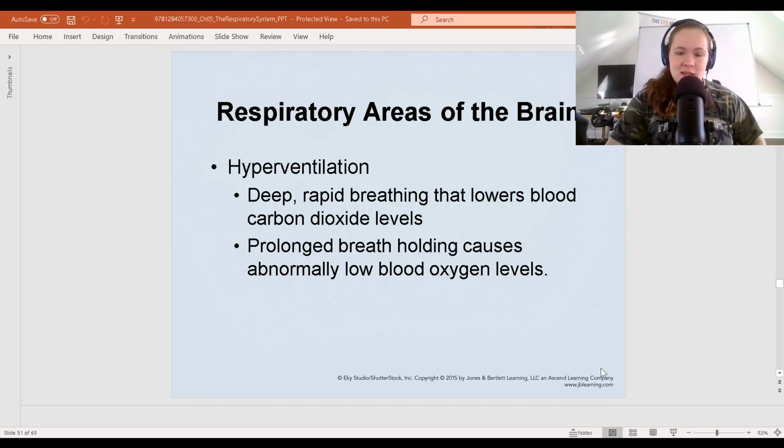Hyperventilation is deep, rapid breathing that lowers blood carbon dioxide level. Hypoxia is prolonged breath holding that causes abnormally low blood oxygen levels. Hyperventilation also happens when somebody has a psychologic trauma or is revisiting some sort of trauma.